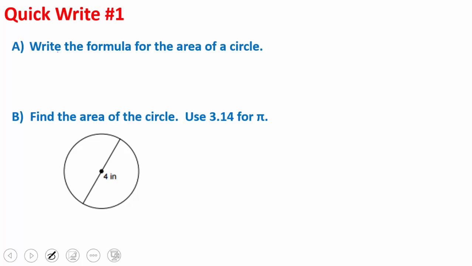And then part B, find the area of the circle that I've given you right here. You might want to make a quick drawing on your paper. Remember, a quick drawing could be nothing more than going like this and writing 4 inches. You don't have to have a perfect circle.